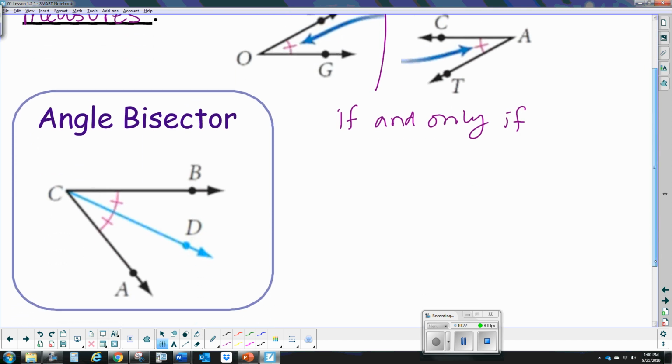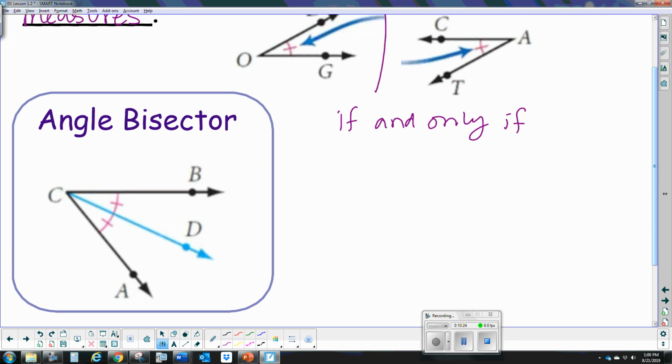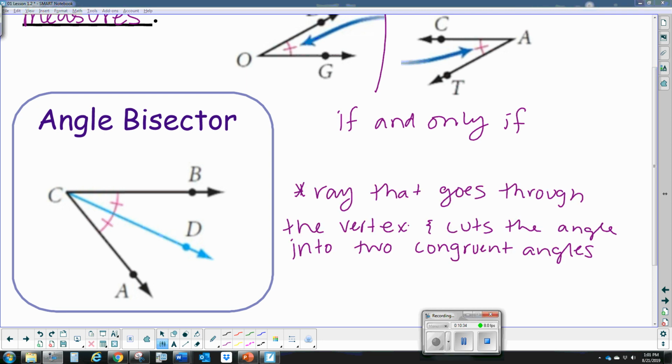And then we have a new term called the angle bisector. The angle bisector is a ray that goes through the vertex that cuts the angle into two congruent pieces. We can tell that angles are cut into two congruent angles by this congruent marking.